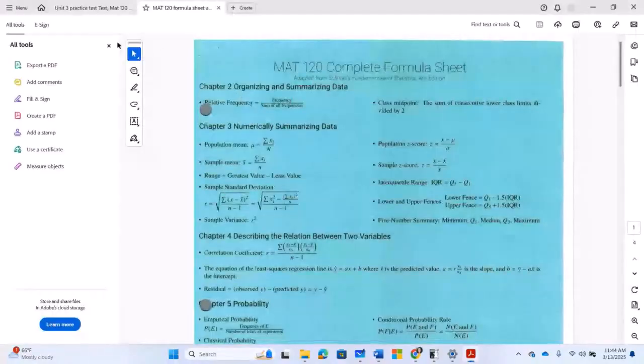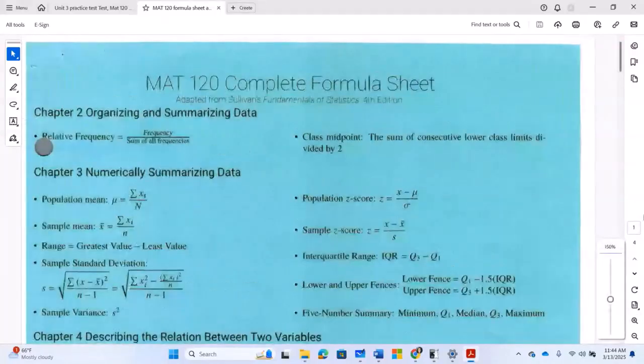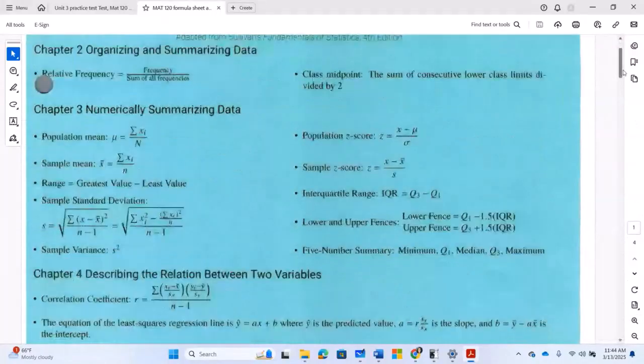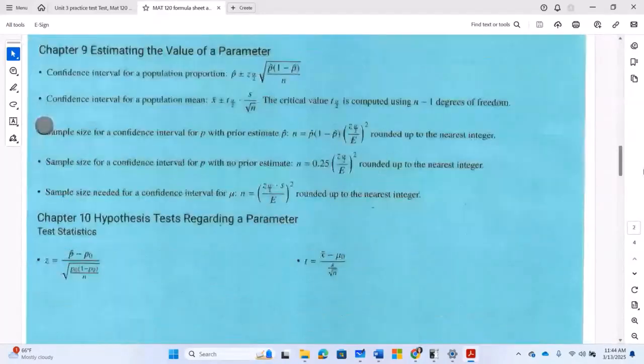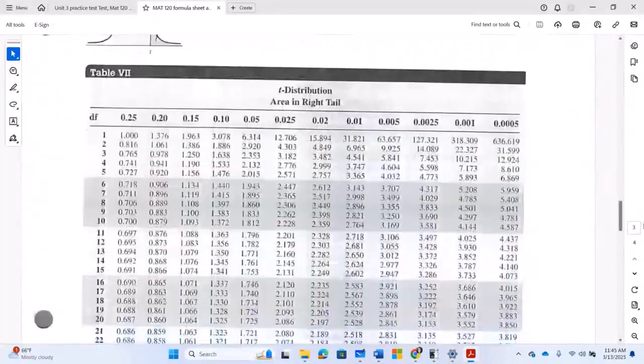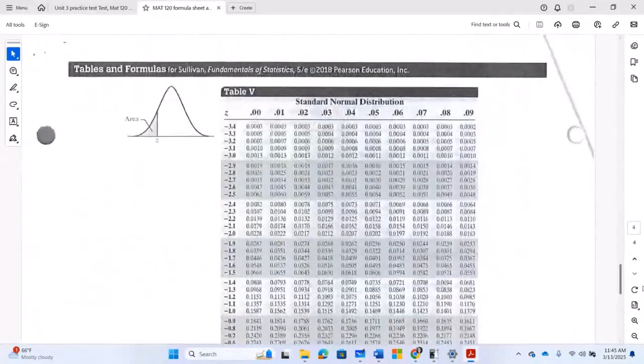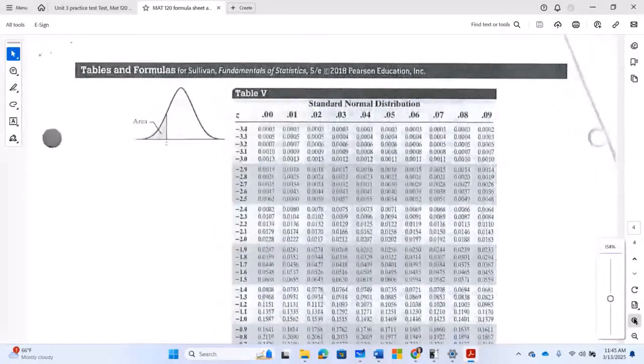So I'm going to use the chart to answer this question. This is the chart, and I'm going to make it bigger, and I'm going to look for the standard z-score. This one is not z because this is the t-distribution. So I'm looking for z. This is z here. Z is always looking for area to the left, the cumulative area, or the percentile.